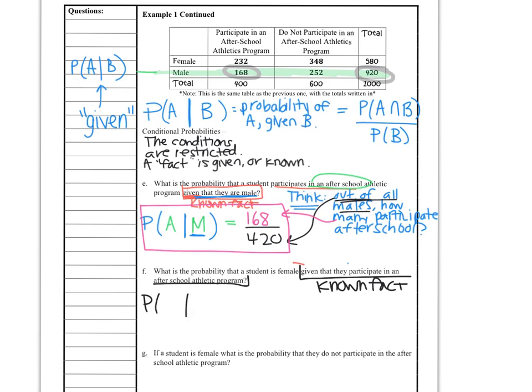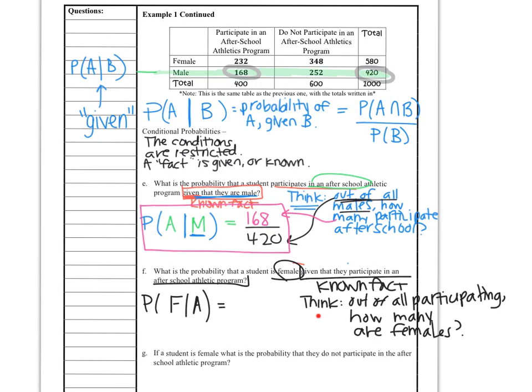Probability, we know that it's given that they participate, so A goes in the back spot. And we're talking about the student being female. Female given that they participate. All right, so here's my think question. Out of all participating students, because again, we know that they participate, how many of them are females? So now I'm going to look back at my table. I'm going to erase my highlighter, if I can.